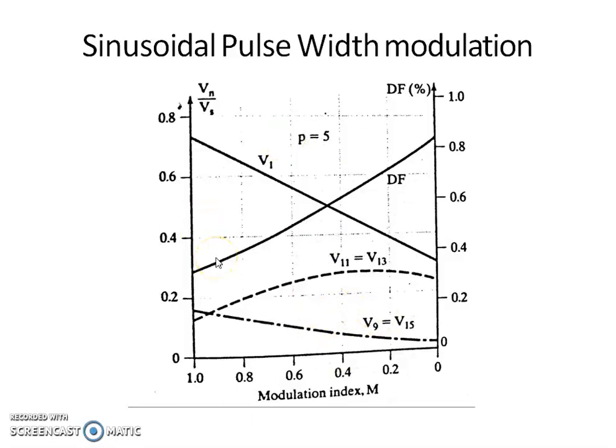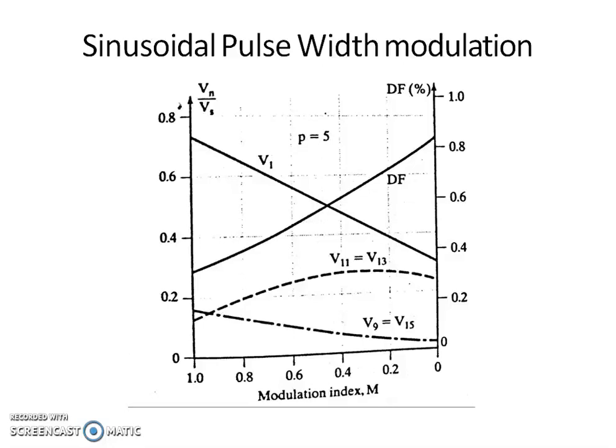This is about sinusoidal pulse width modulation. With its help, we can reduce the harmonic content present at the output of an inverter. If the number of pulses per half cycle is equal to 5, then the lowest order harmonic is the 9th harmonic. We can easily filter out this harmonic with the help of a filter. Thus we can reduce the distortion factor and also the harmonic content at the output of an inverter by employing this PWM technique.